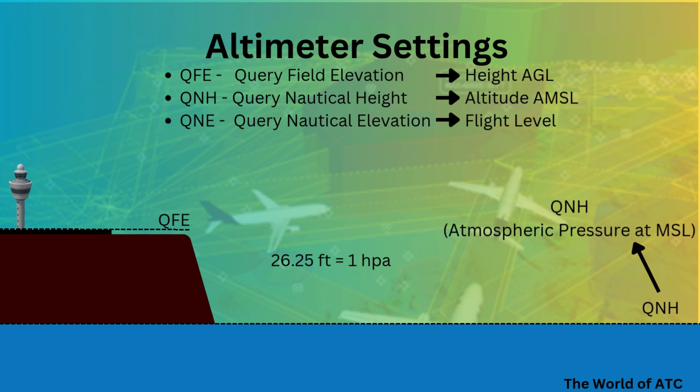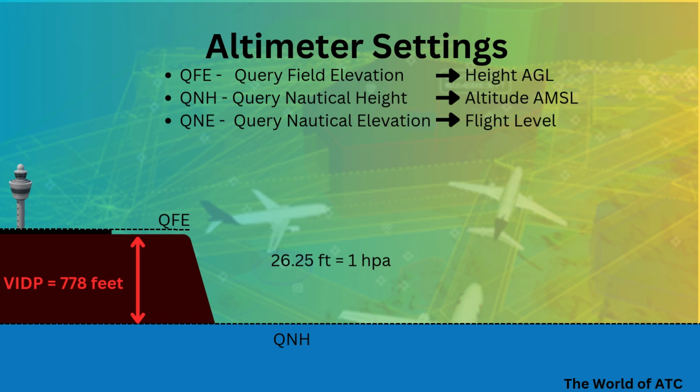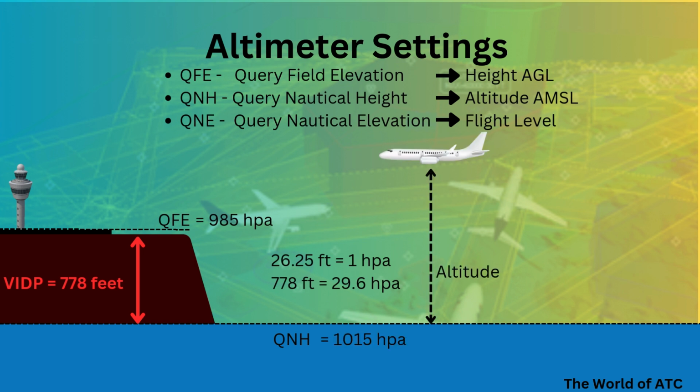Now suppose, for example, there is New Delhi International Airport, having an elevation of 778 feet, and it has a QFE of 985 hectopascals at some point of time. We have to calculate the QNH. That means 26.25 feet means 1 hectopascal, so 778 feet means 29.6, or roughly 30 hectopascals. So the QNH would be 1015. Once the QNH is fed into the altimeter of an aircraft, it will tell the altitude of the aircraft.